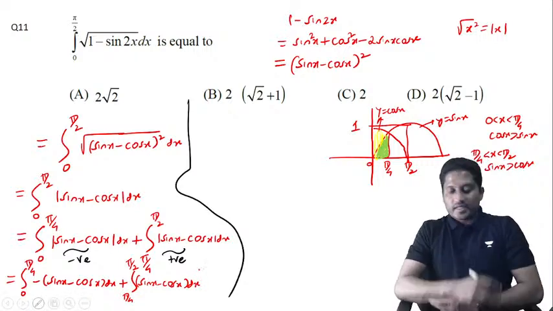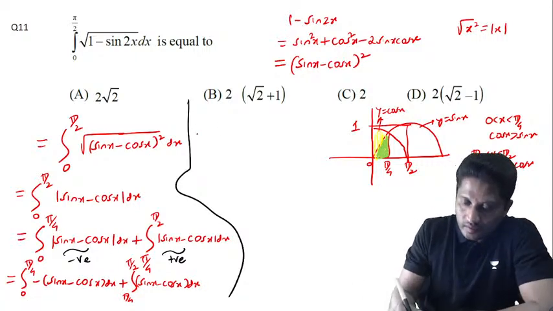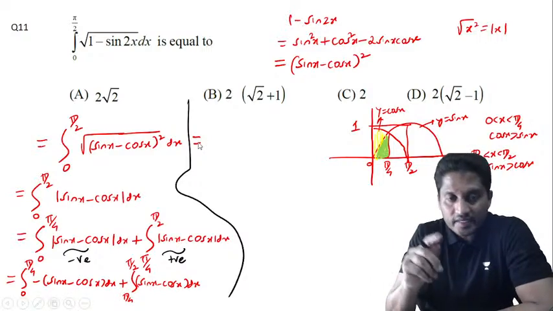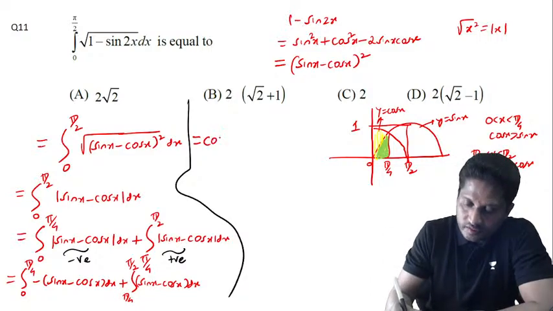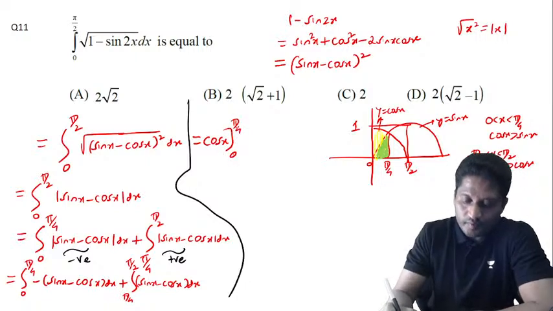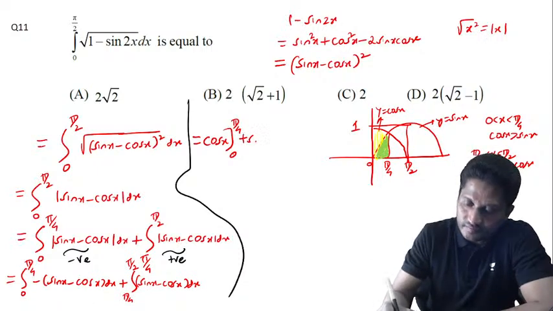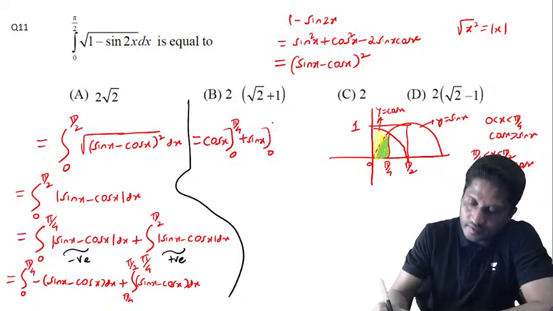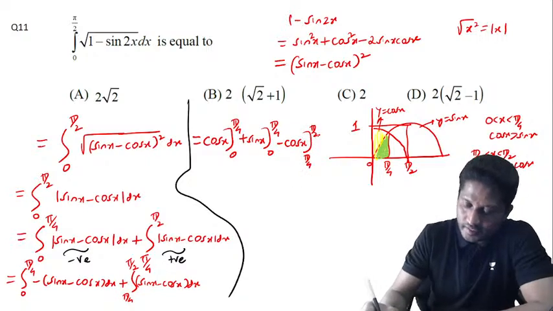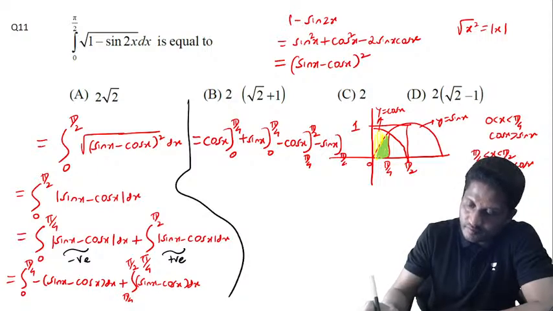Okay, now let us integrate this. If you open the bracket, integration of minus sin x is plus cos x between the limits 0 to pi by 4. Integration of minus and minus is plus, integration of cos is sine. Integration of sine is minus cos between the limits pi by 4 to pi by 2. And integration of minus cos is minus sine between the limits pi by 4 to pi by 2.